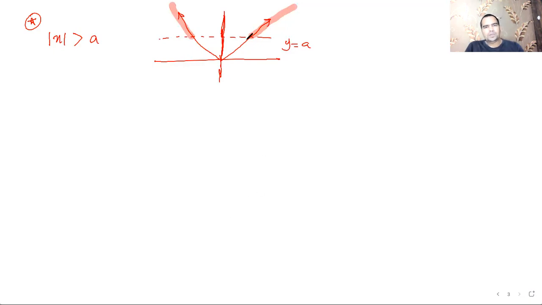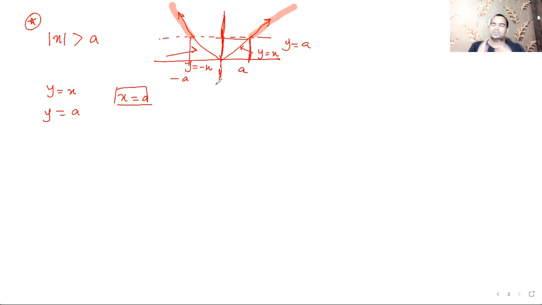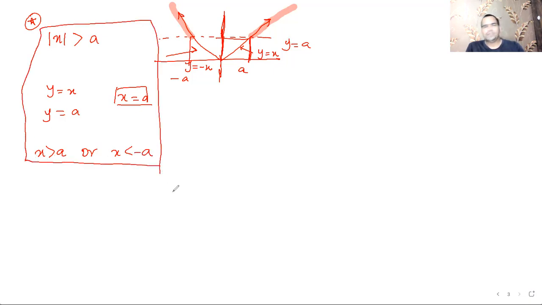So if I solve for the intersection, this equation is y equals x and this equation is y equals negative x. If I draw y equals x, obviously one function, and y equals a, and solve for their intersection, they'll intersect at x equals a, which is obvious because when x is a, y is a. So this is a and this is negative a. That intersection gives positive a and negative a. Now, when you're writing the final answer for absolute value of x greater than a, you can say x is greater than a or x is less than negative a. So this is the general answer for this particular inequality.